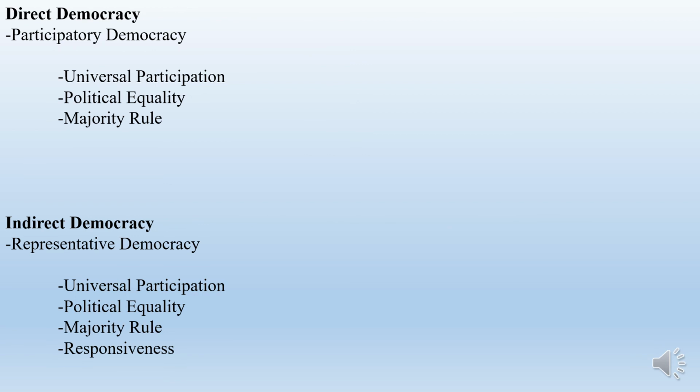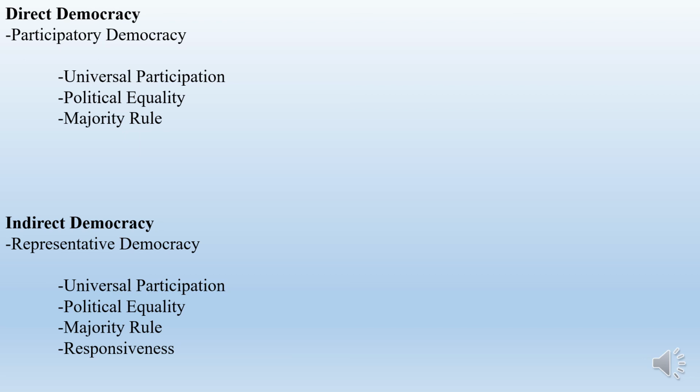Now, what do I mean by that? That only a direct democracy is a true democracy? Well, first of all, a direct democracy is what we call a participatory democracy. This is a system of government where citizens rule themselves. And they do this through universal participation, political equality, and majority rule.